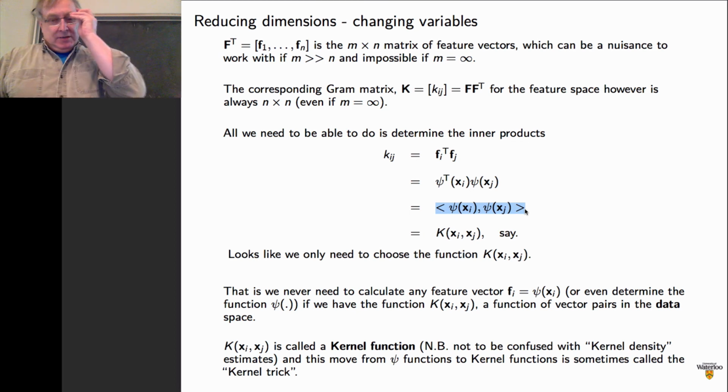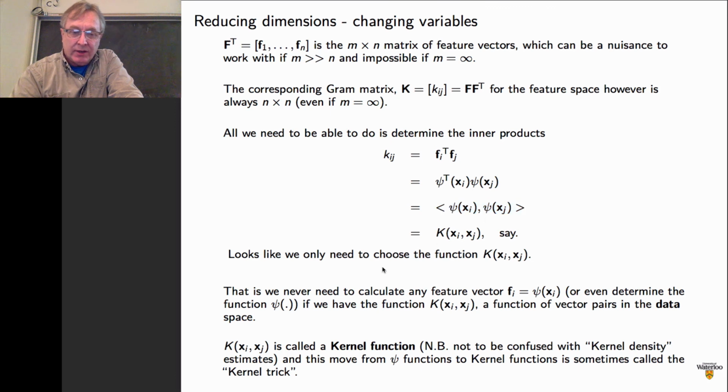Okay. So this is a trick. It's sometimes called the kernel trick. And this is called a kernel function, not to be confused with how we've used the word kernel before. The idea is that all I need is the inner products in some higher dimensional space. If you tell me what that is, I can treat this as if it were that Gram matrix and do dimensional reduction using PCA.